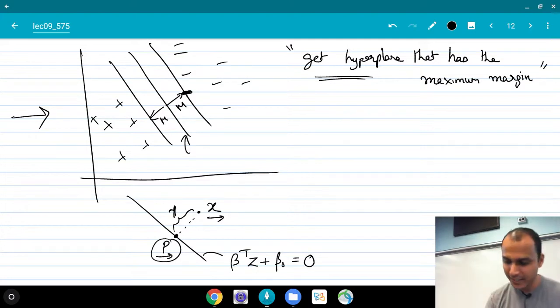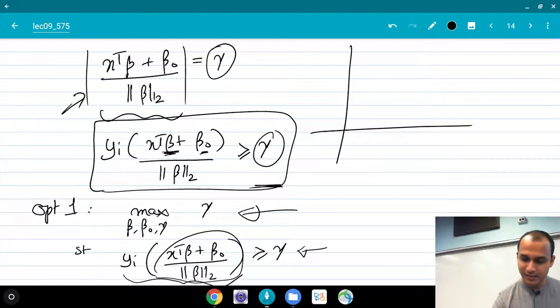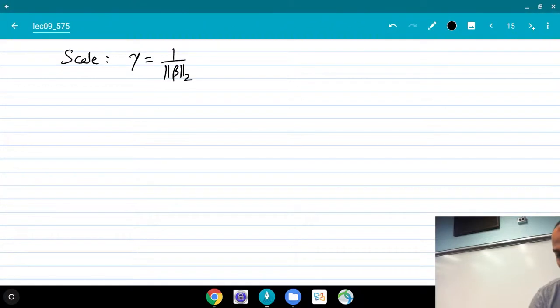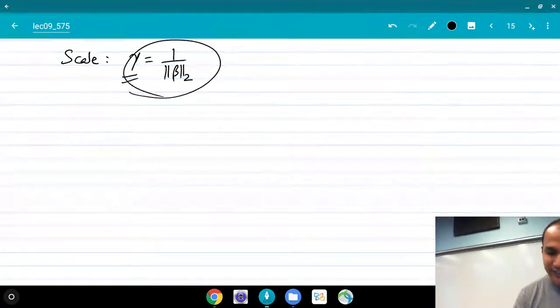So there is some scaling issue, and that actually can be resolved by setting gamma equal to 1 by norm of beta, okay? By making the margin the same. If the margin is higher, then I am reducing it, so I'm tying the margin with the magnitude of the beta. That's all I'm trying to say. This is basically reducing 1 degree of freedom in this optimization problem.